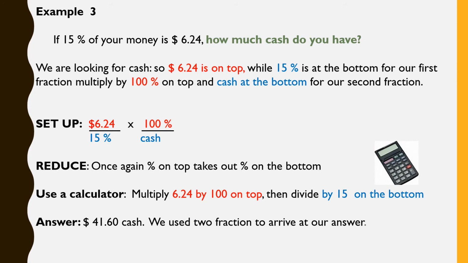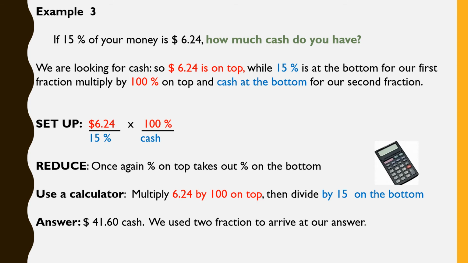Example 3. If 15% of your money is $6.24, how much cash do you have? We are looking for cash. So the $6.24 is on top, while 15% is at the bottom for the first fraction. Then we multiply here by 100%. 100% means all the cash that you have, and one cash amount at the bottom for the second fraction.